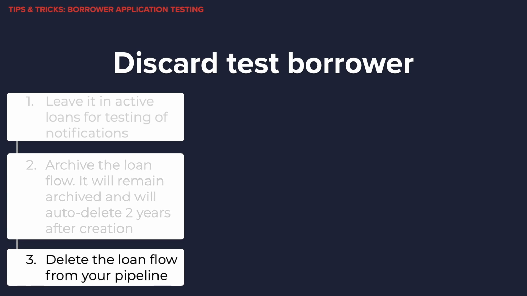Or if you want to completely remove the loan flow from your pipeline, both active and archive, you can delete it completely. The email address will still exist in the Floify database, just so you're aware, but the loan flow will be completely removed from your pipeline.